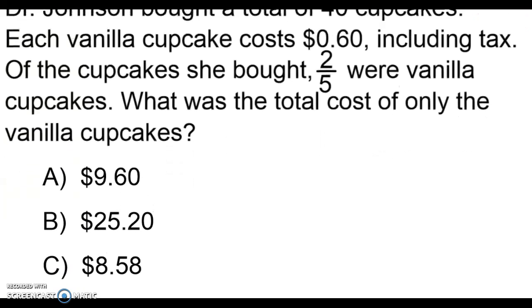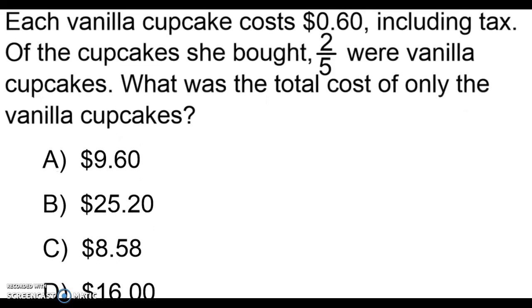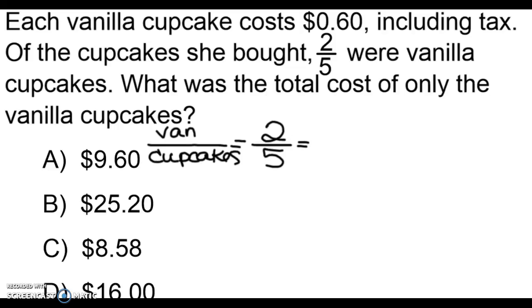One of the things that I really like about this question is that it already gives us a fraction, 2/5. I like to talk about what that 2/5 means to us. In our denominator is our whole, part over whole. We are talking about a whole bunch of cupcakes, but more specifically, our part is vanilla cupcakes. So for every 5 cupcakes you have in front of you, 2 of them are vanilla.